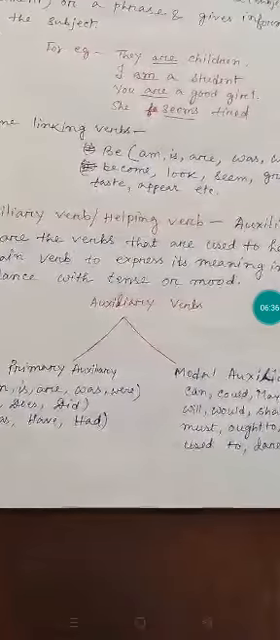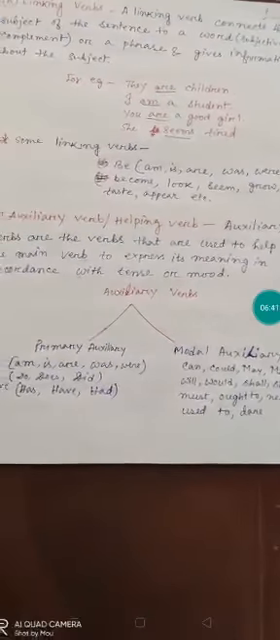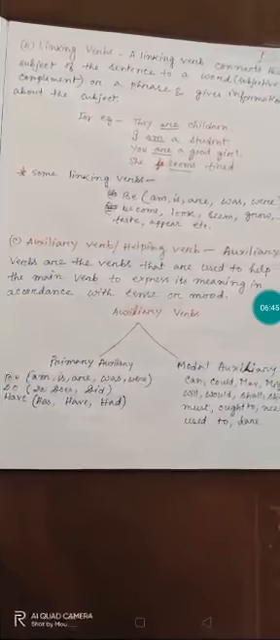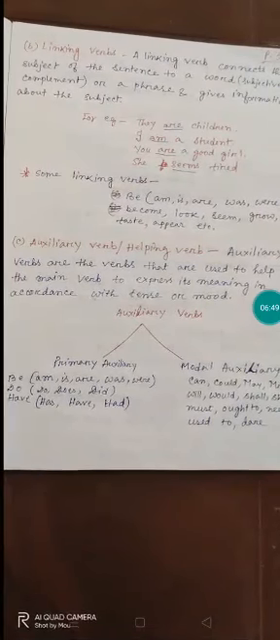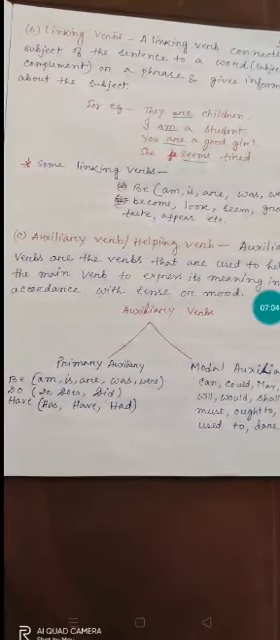Now coming to the kinds of auxiliary verbs. Here you can see I have drawn a diagram again. So auxiliary verbs can be divided into two forms, primary auxiliary and modal auxiliary. So in primary auxiliary we can see here, as I have written, all the be verbs, that is am, is, are, was, were, all the do verbs, that is do, does, did, all the have verbs, that is has, have, had, are called primary auxiliary verbs.